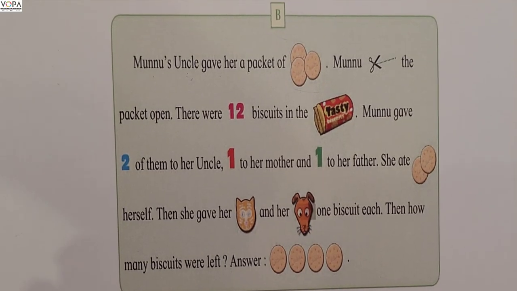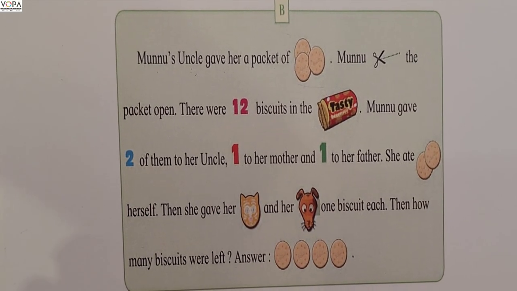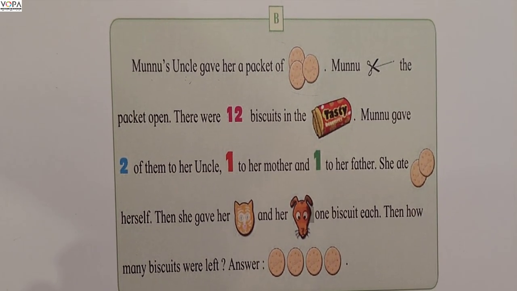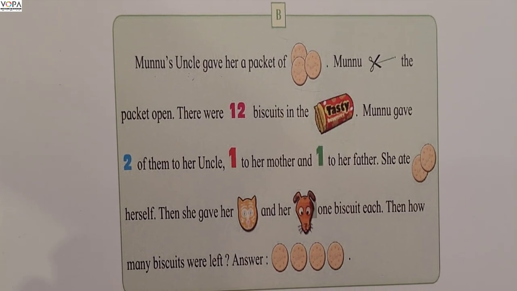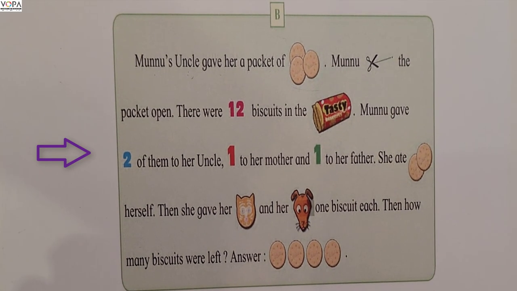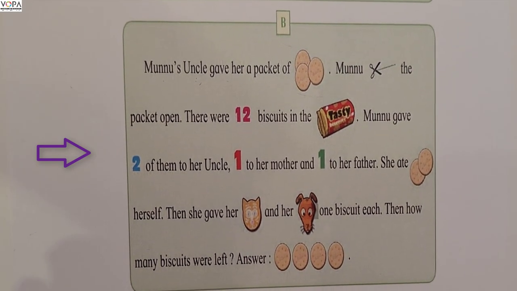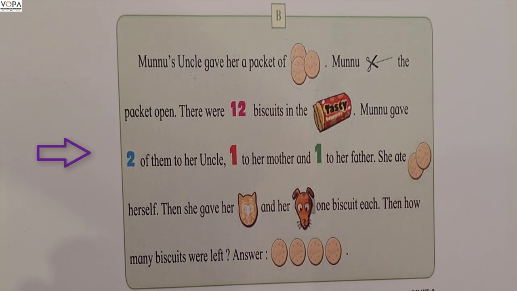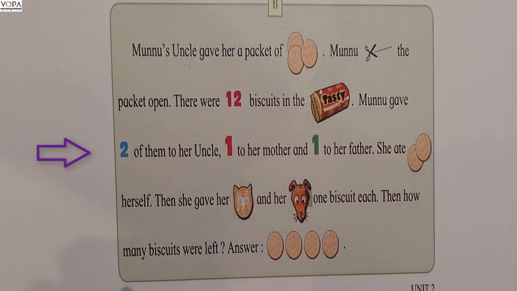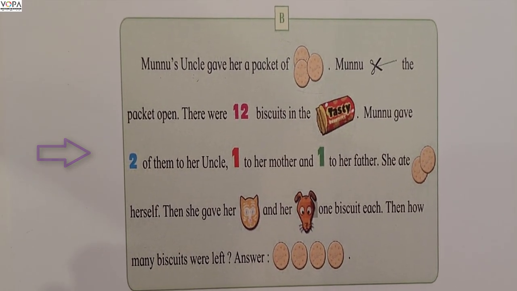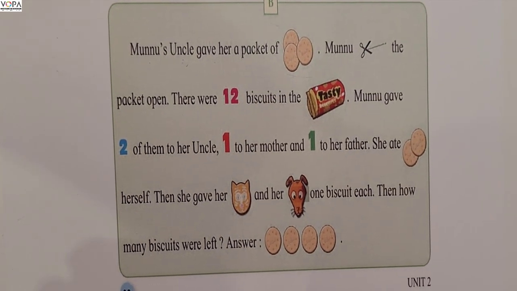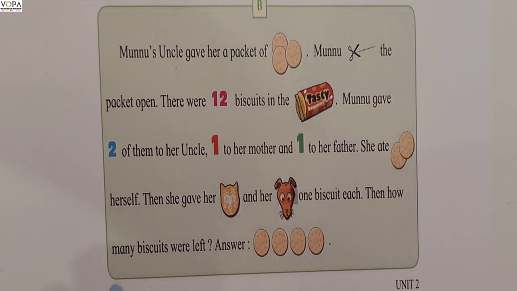Hello, students. Now, I am going to read aloud a paragraph from your book. Look at this paragraph carefully. It has some pictures and numbers. I will read the words and stop at the pictures and numbers. You have to say the words for them at the right time. This is how we will read together. Are you all ready?